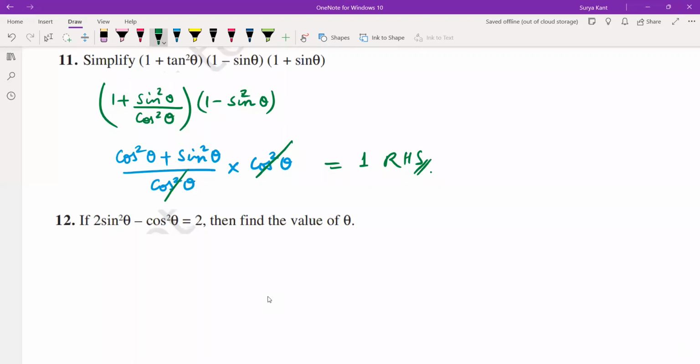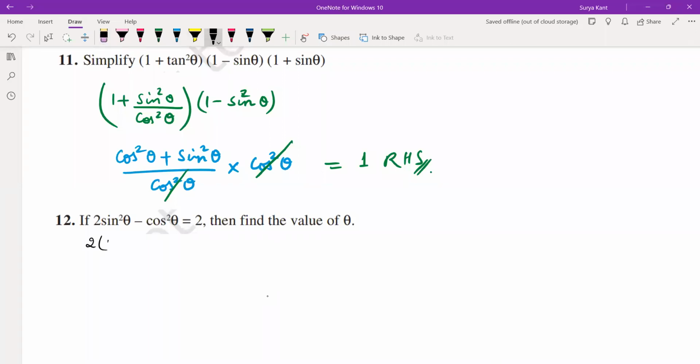2 sin square theta minus cos square theta is equal to 2. Find the value of theta. So how can we find the variable? There are two variables over here, sin theta as well as cos theta. What do we do now? Either we convert sin into cos or we convert cos into sin. Which one do you want to convert? Tell me. Sin into cos. Fine, we just convert sin into cos.